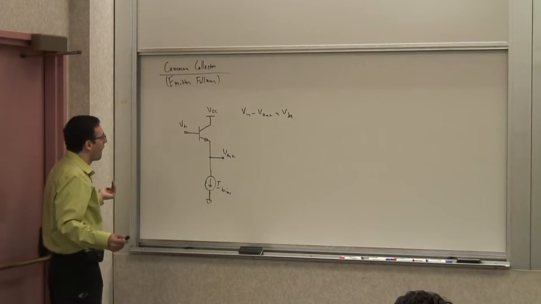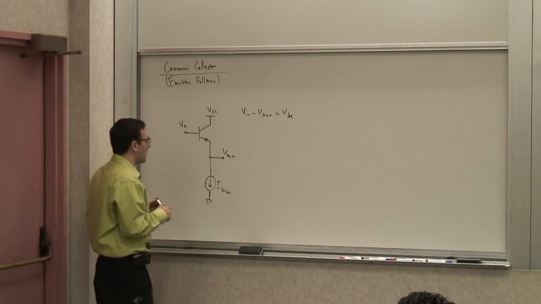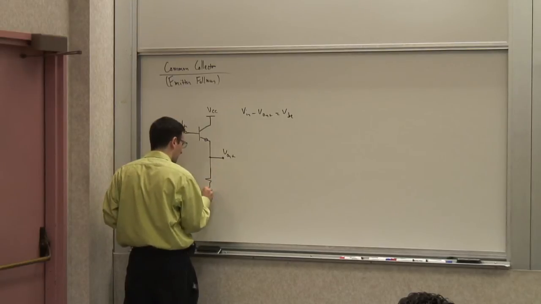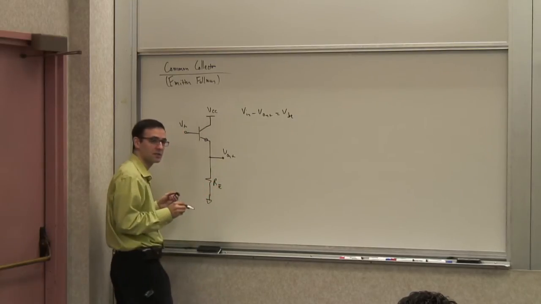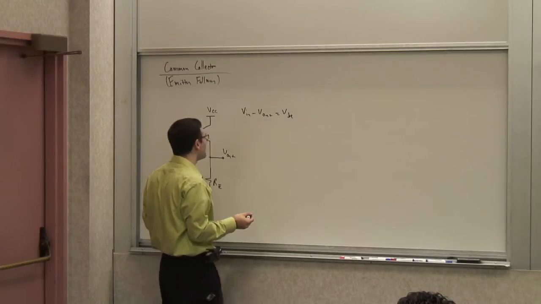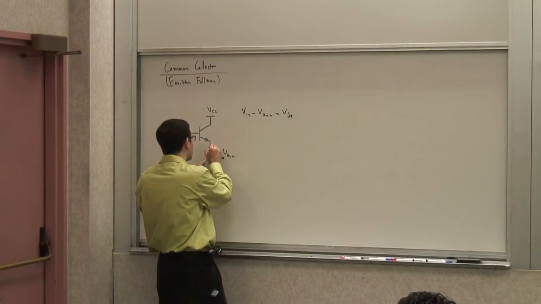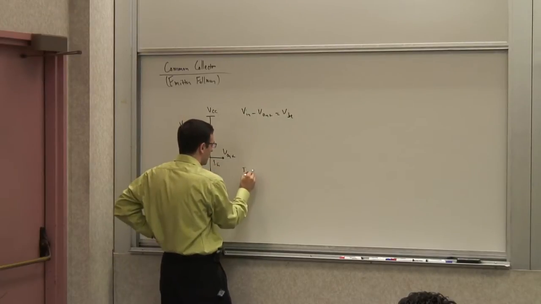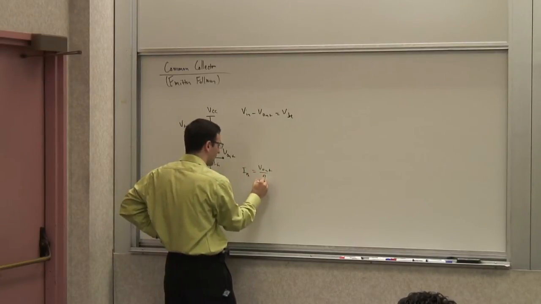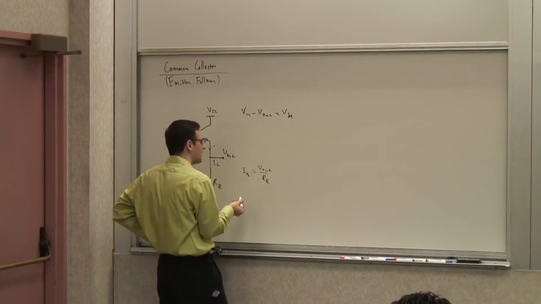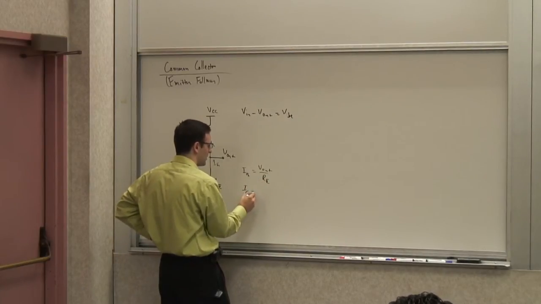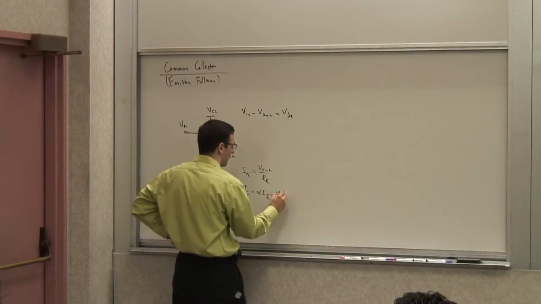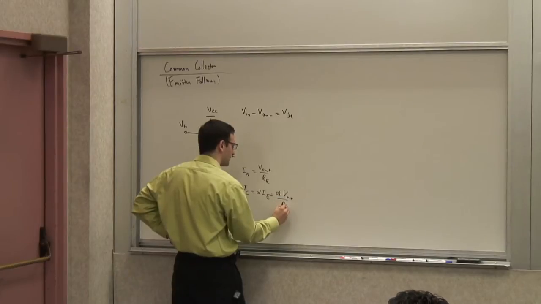Now, what if this current is not constant? Let's say I have a resistor here, going back to the previous case. Again, this holds. But now the difference is that the emitter current IE is VOUT over RE, and hence the collector current, which is alpha times IE, is going to be alpha VOUT over RE.